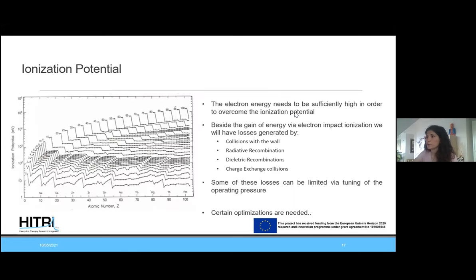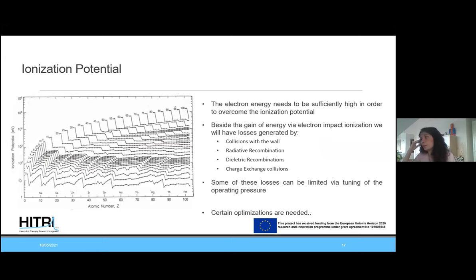And of course, you might want to produce the highest charge state, but you need to overcome the ionization potential. And this ionization potential can be very high. So what do you do when you want to create ions with a very high charge state? You have to basically find some better, optimized way to really get, for example, argon 18+.